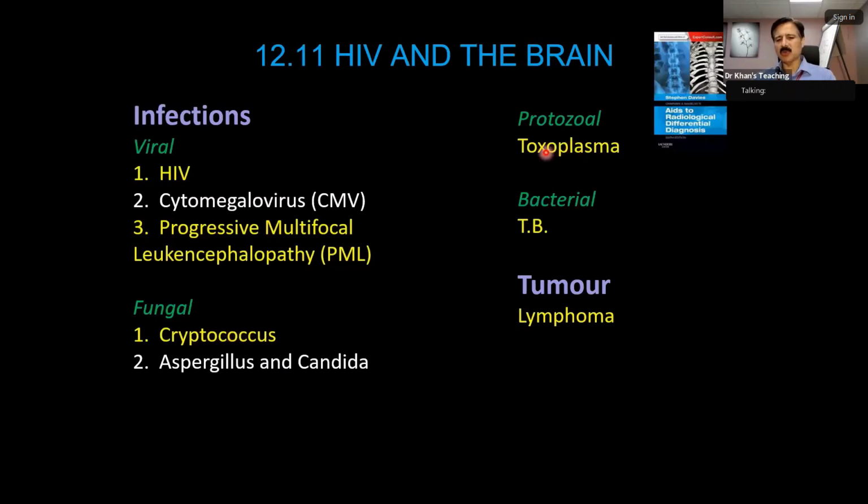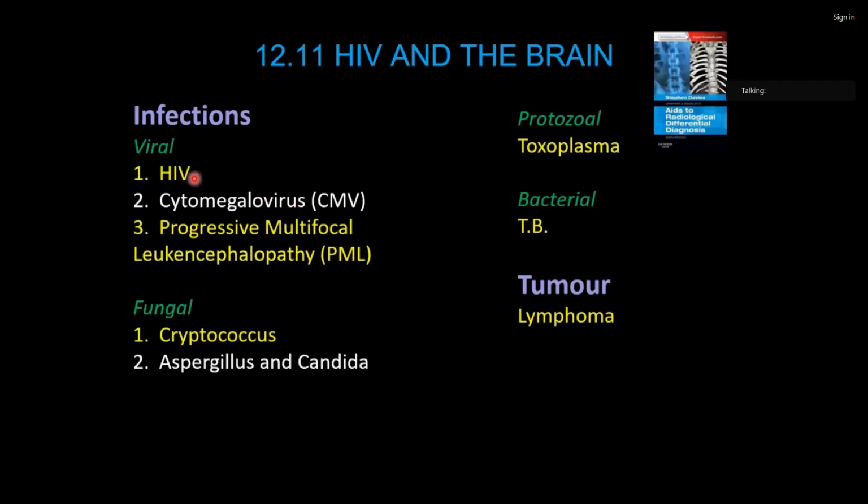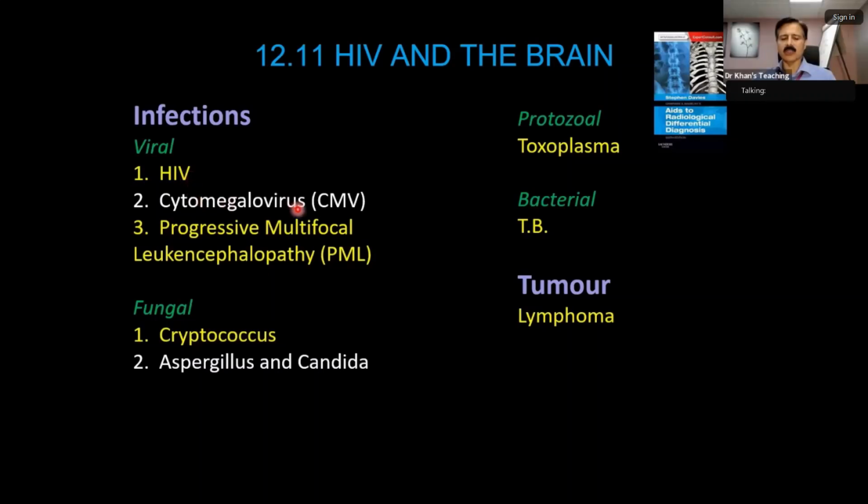Toxoplasmosis and TB, ring enhancing lesions. Ring enhancing lesions, we have seen, other stigmata of TB. Lymphoma you have done. So all of these things you have to remember. The case which I have shown you is either HIV encephalitis or CMV encephalitis, dirty white matter. So we have to see the cases of PML and we have to see the case of cryptococcus.